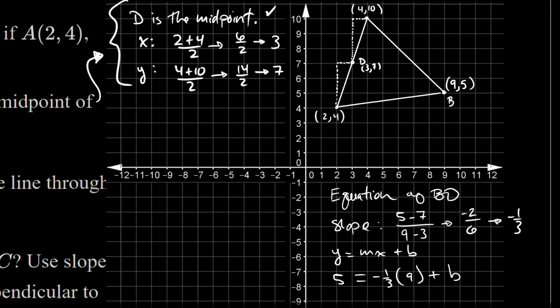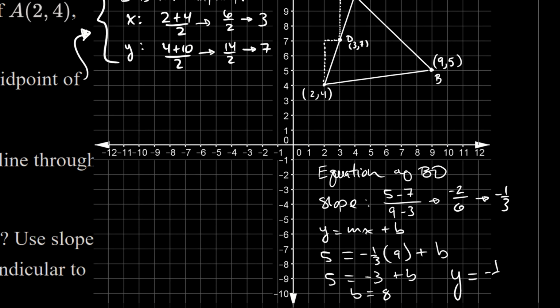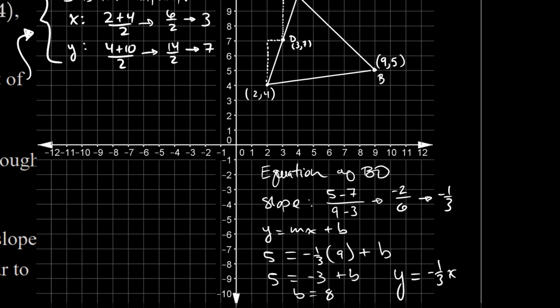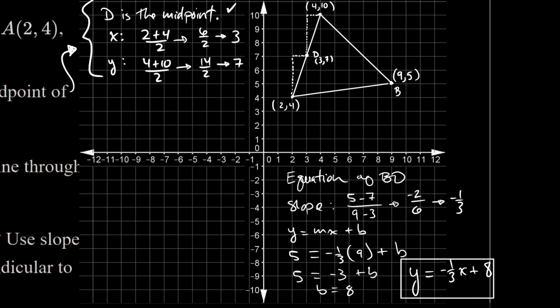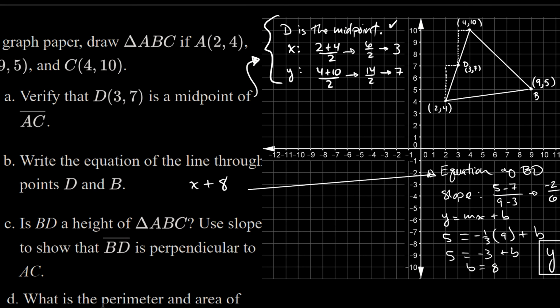Now if I solve this, negative 1/3 times 9 is going to give me a negative 3. And if I add 3 to both sides, I'm going to get that my y-intercept is 8. So my equation here is y equals negative 1/3 x plus 8. Okay, that's the equation of the line that goes through those 2 points. So that's fabulous. So I got the equation of that line.